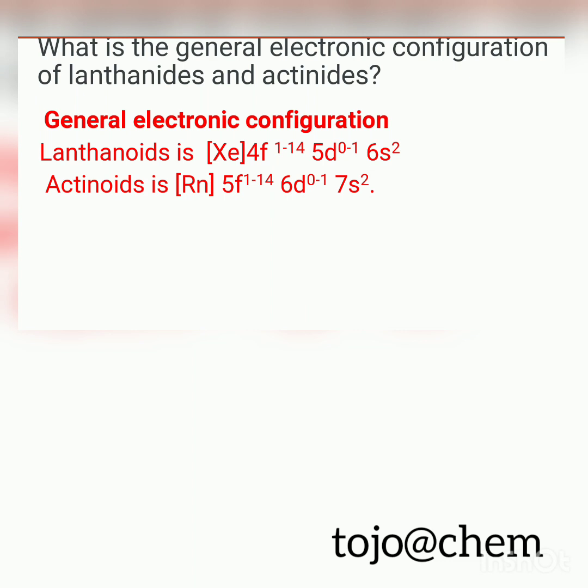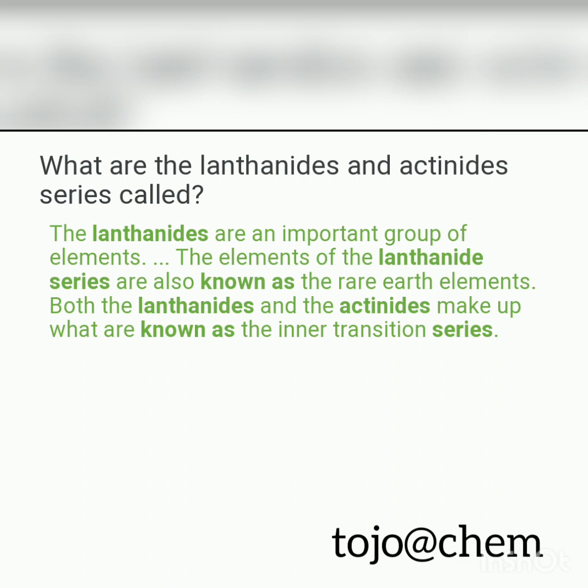The influence of this is very high because we know that the atomic radius is calculated on the basis of the distance from the nucleus to the valence electron. But in this case, the last electron is in the pre-penultimate shell.